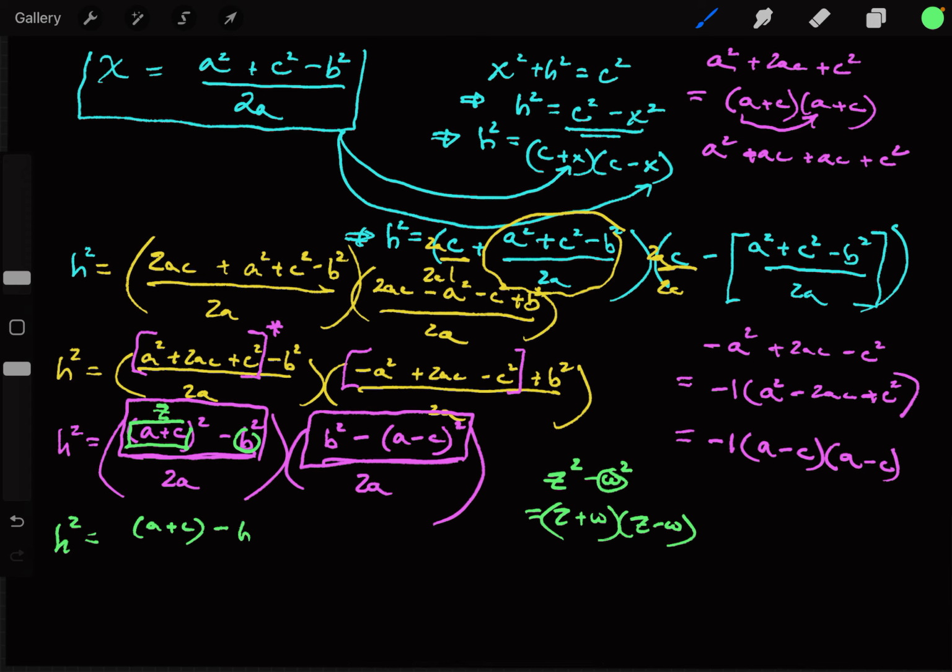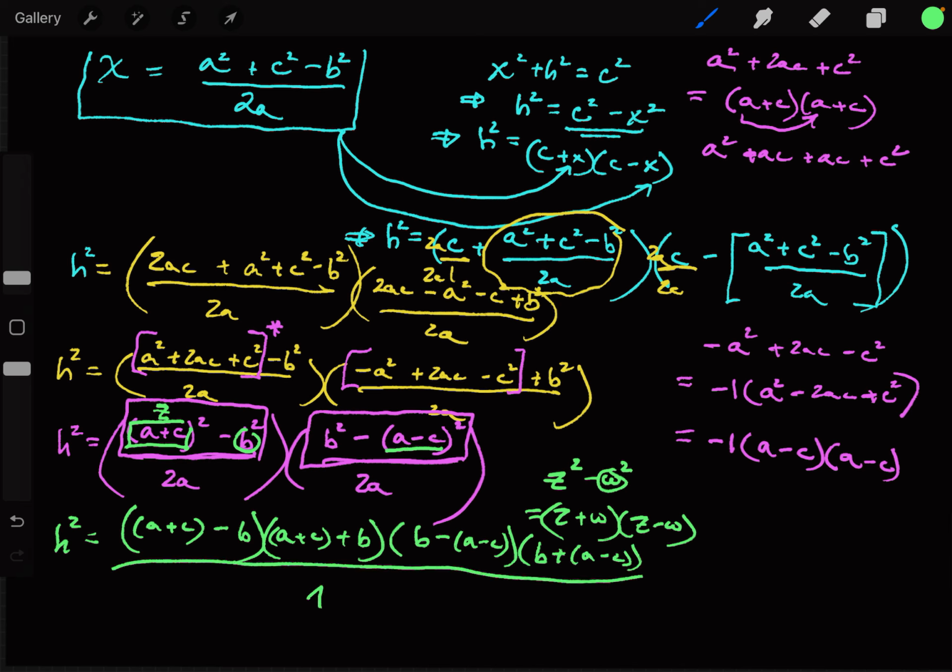Minus b times a plus c plus b, right? And that comes from the difference of two squares formula. And similarly, this here becomes b minus a minus c times b plus a minus c. And it's all over 4a squared, right? When I multiply the denominators together.